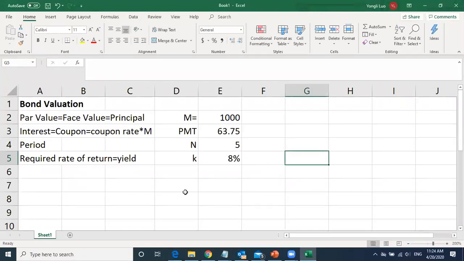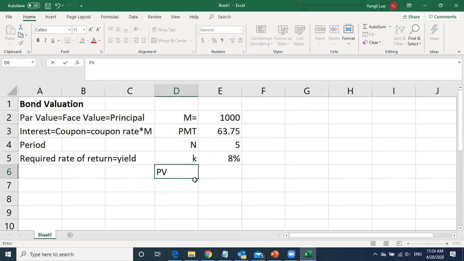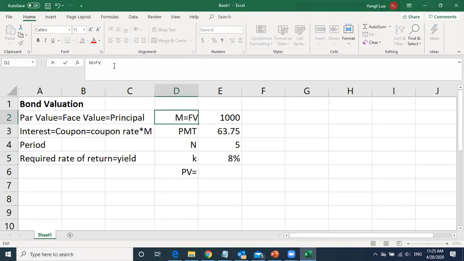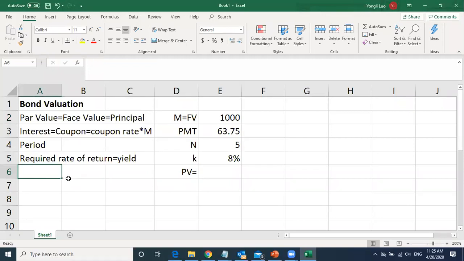So we want to calculate the bond price. What is the bond price? The bond price is the present value of the payments. The M is your future value. This is your present value. So the present value is the bond price, the price at present.